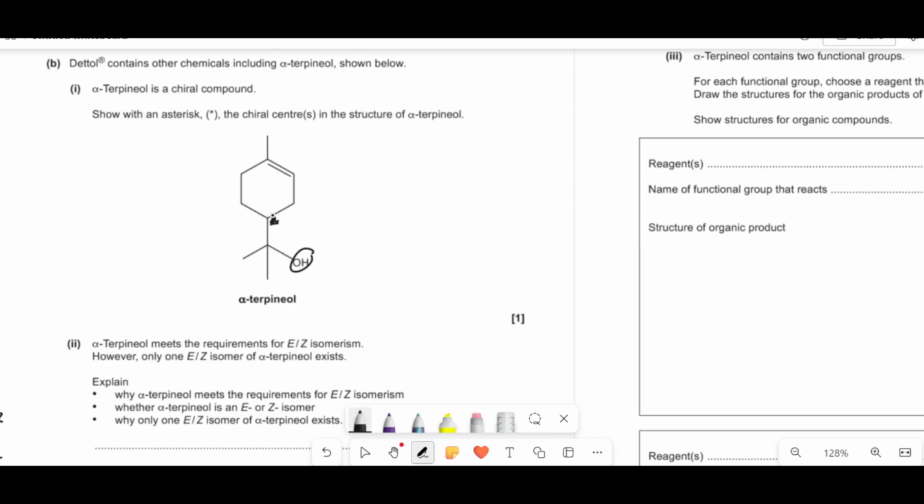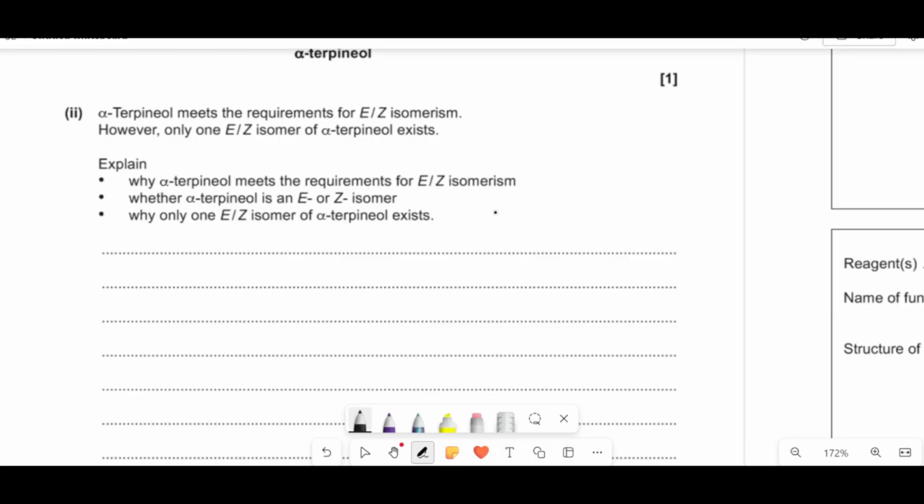So that's there where it is. There you go. So alpha terpineol meets the requirements for EZ isomerism, but only one EZ isomer exists. Explain why it can form EZ isomerism, and then whether it's an E or Z isomer and why only one exists. So let's do it bit by bit.